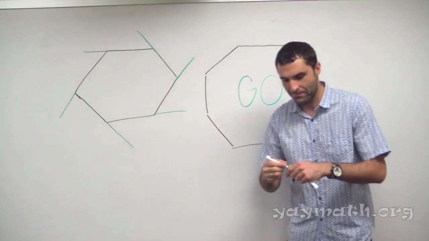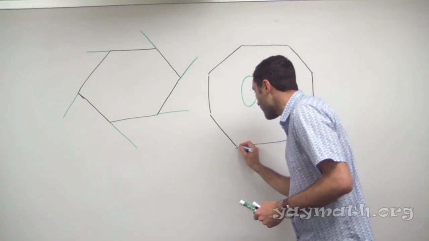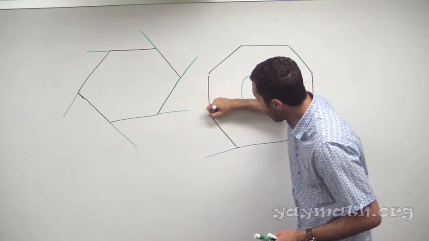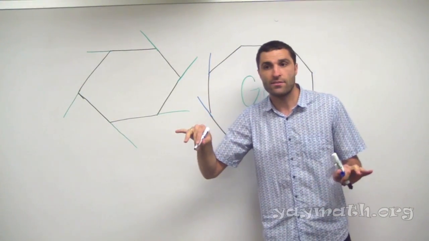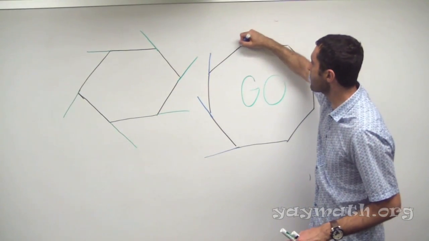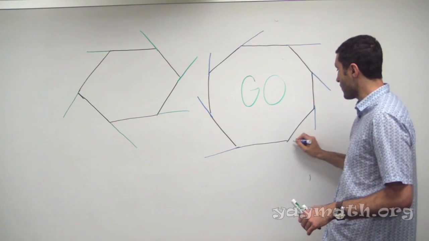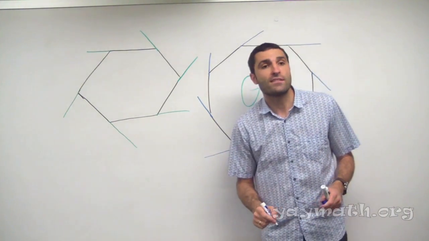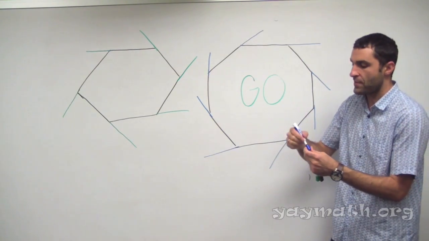Any shape whatsoever, all of the outside angles, regardless of if it's regular or not, all the outside angles will add to how many degrees? 180? Almost. 360, because it makes a circle. So all of those angles add up to 360.